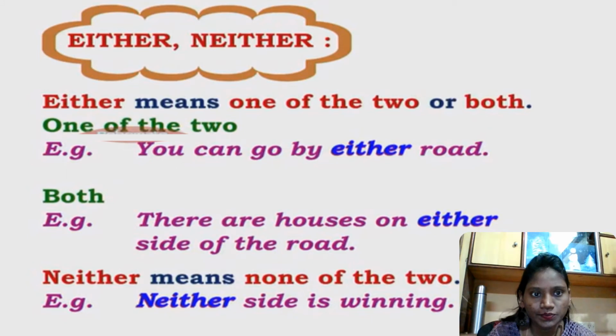Either, neither. Either means one of the two or both. One of the two, let's take an example. You can go by either road. Both, there are houses on either side of the road. Neither means none of the two. Let's take an example. Neither side is winning.